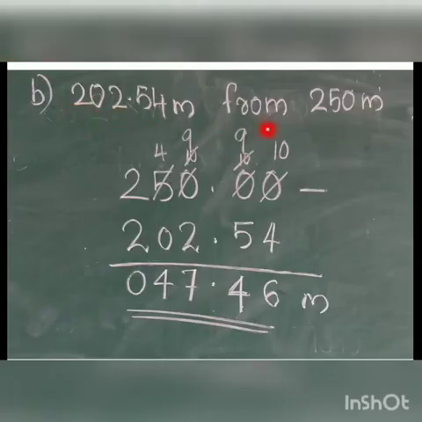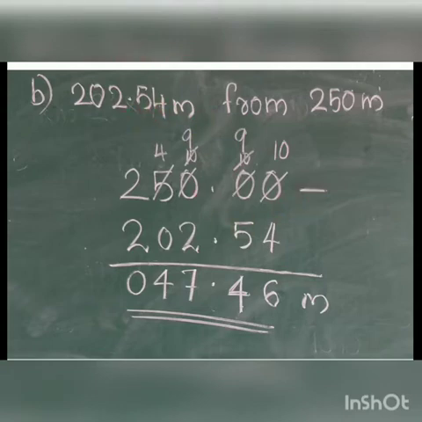Subtract 202.54 meter from 250 meter. When you see the numbers here, this is a decimal number and this is not a decimal number. So when you get such a number, how can you make this 250 a decimal number? Don't put the decimal point before 2. Make it 250.00. Here adding the 0 depends upon the decimal places in the decimal number. Here after the decimal point, how many places are there? 2 places are there. So according to that, I made 250.00. If there are 3 places, we add one more 0.